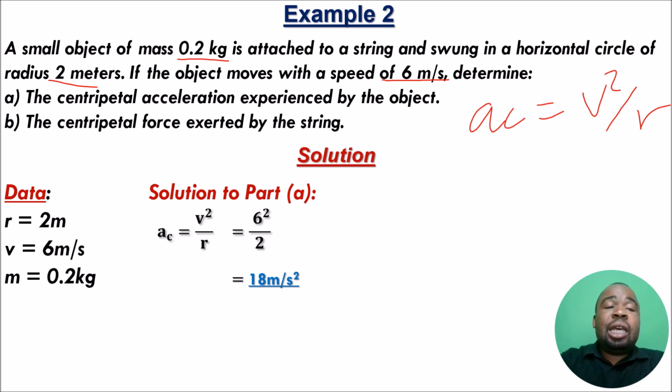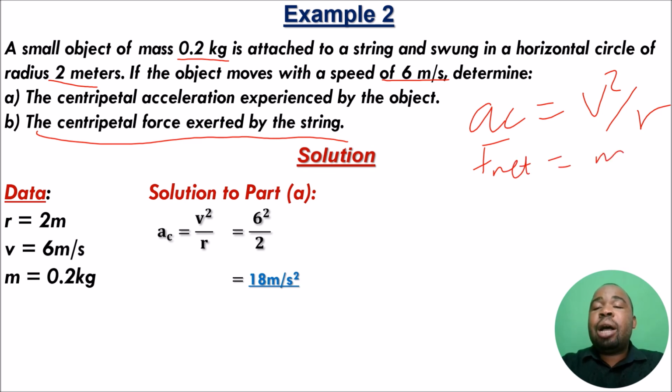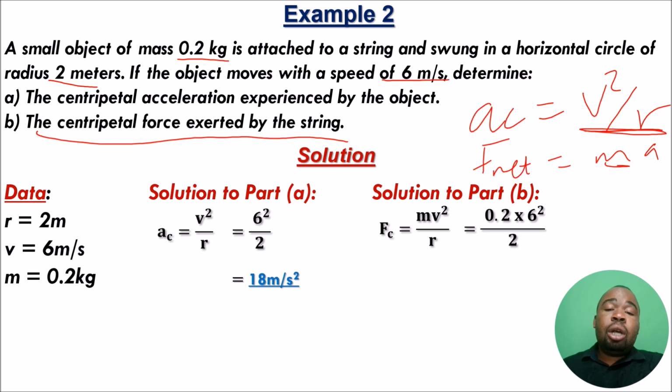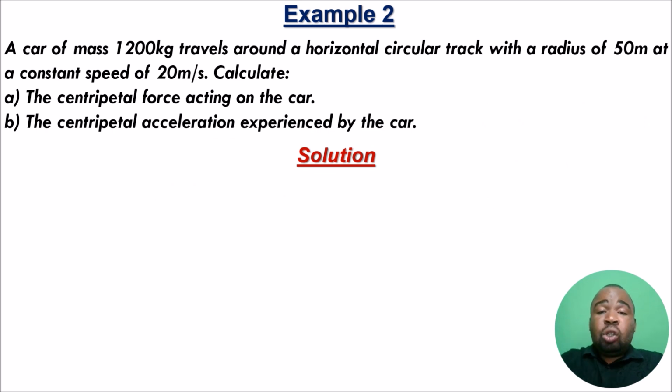Now, part B says the centripetal force exerted by the string. And we said, according to Newton, F net is equal to ma. So we just need to multiply our centripetal acceleration with the mass of the object. That brings us to the second equation, which says centripetal force is mv squared over r. Let's substitute. M is 0.2 kilograms, v is 6, we square it, divided by 2, the radius. We are going to get a force of 3.6 newtons.